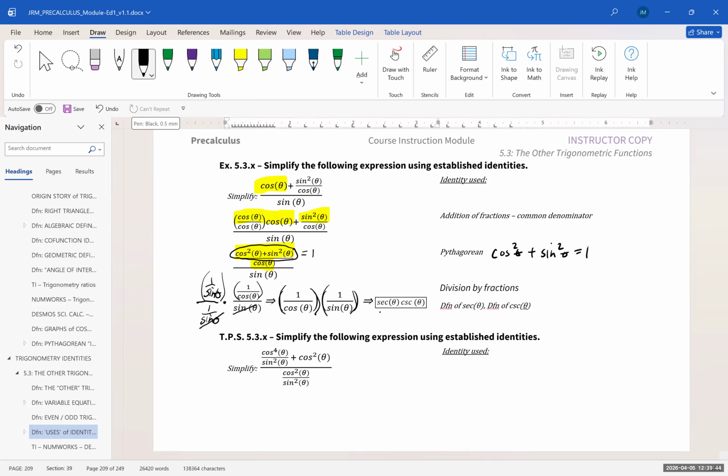And 1 over cosine theta is secant theta, and 1 over sine theta is cosecant theta. So this original expression simplifies down to this expression of reciprocal trig functions.